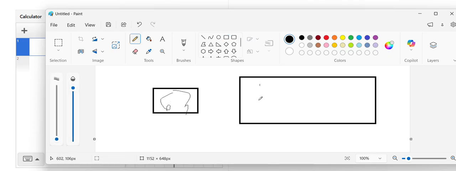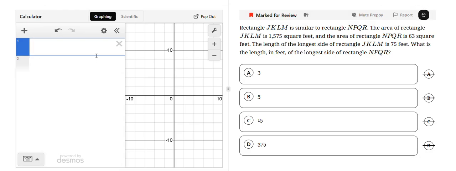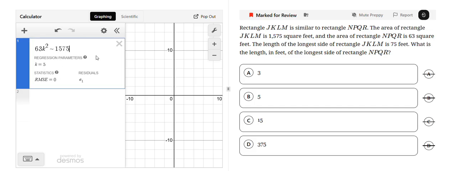Sorry for the bad handwriting, but 1575. The cursor is kind of cooked. So we need to go from 63 to 1575. We multiply by K squared. In order to find K squared, or K itself, we multiply 63 by K squared. We can just put this into decimals. 63 K squared is approximately equal to 1575 square feet. And K itself is equal to 5.